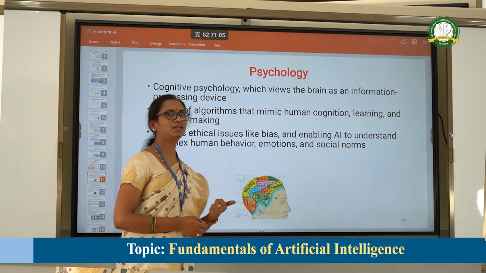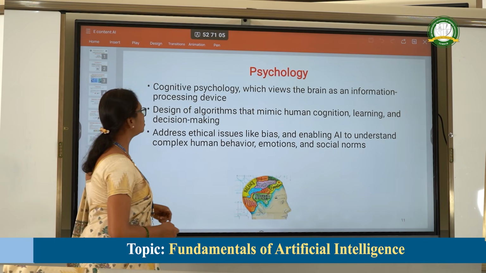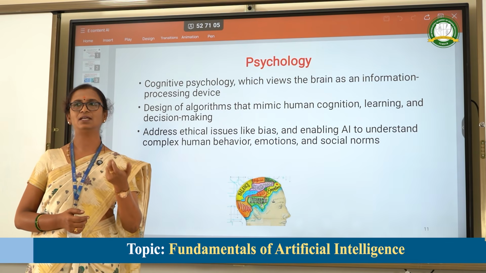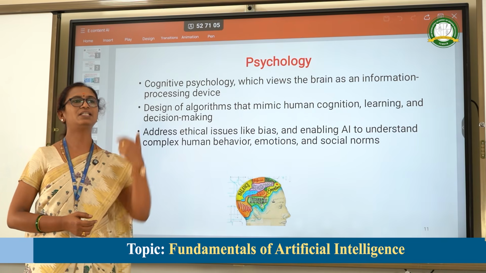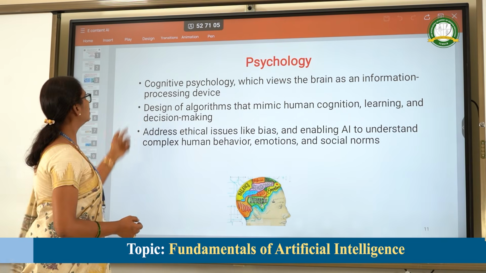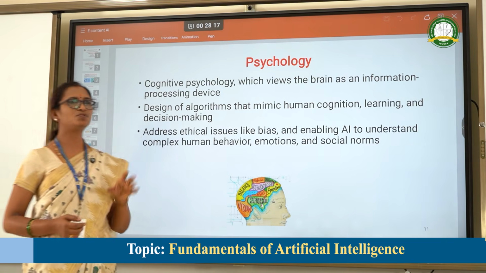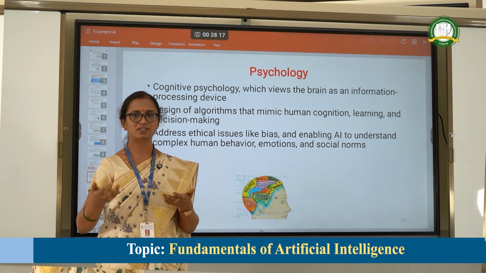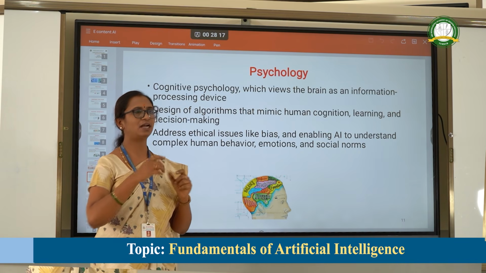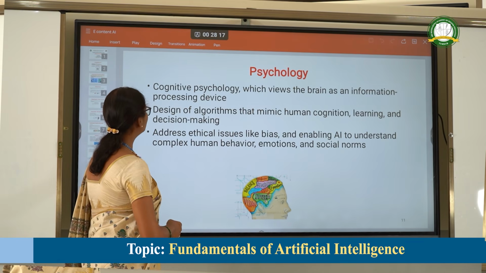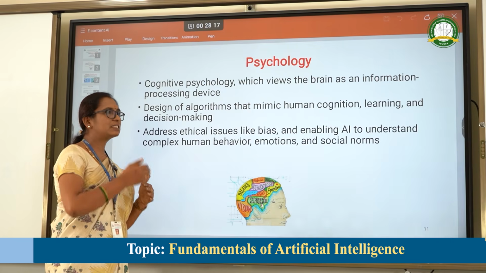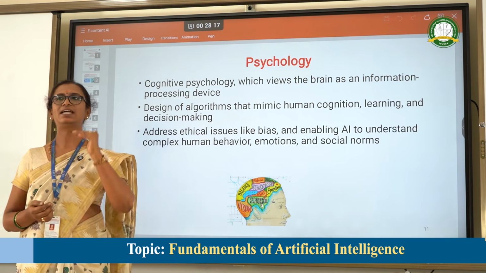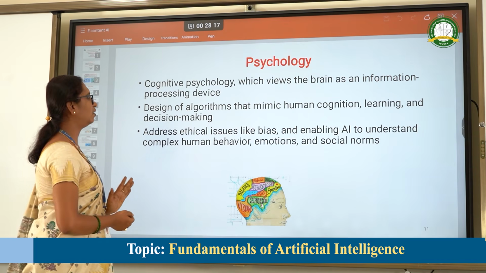Then coming to another basic ingredient, psychology. Psychology is mainly with respect to the cognition process, that is how a human brain perceives certain information and how it responds in a certain way. In cognitive psychology, the brain is viewed as an information center which stores the information, and as and when required, the information is processed and a suitable action is performed. So these approaches are required in designing most of the algorithms that try to mimic the human brain or human cognition.